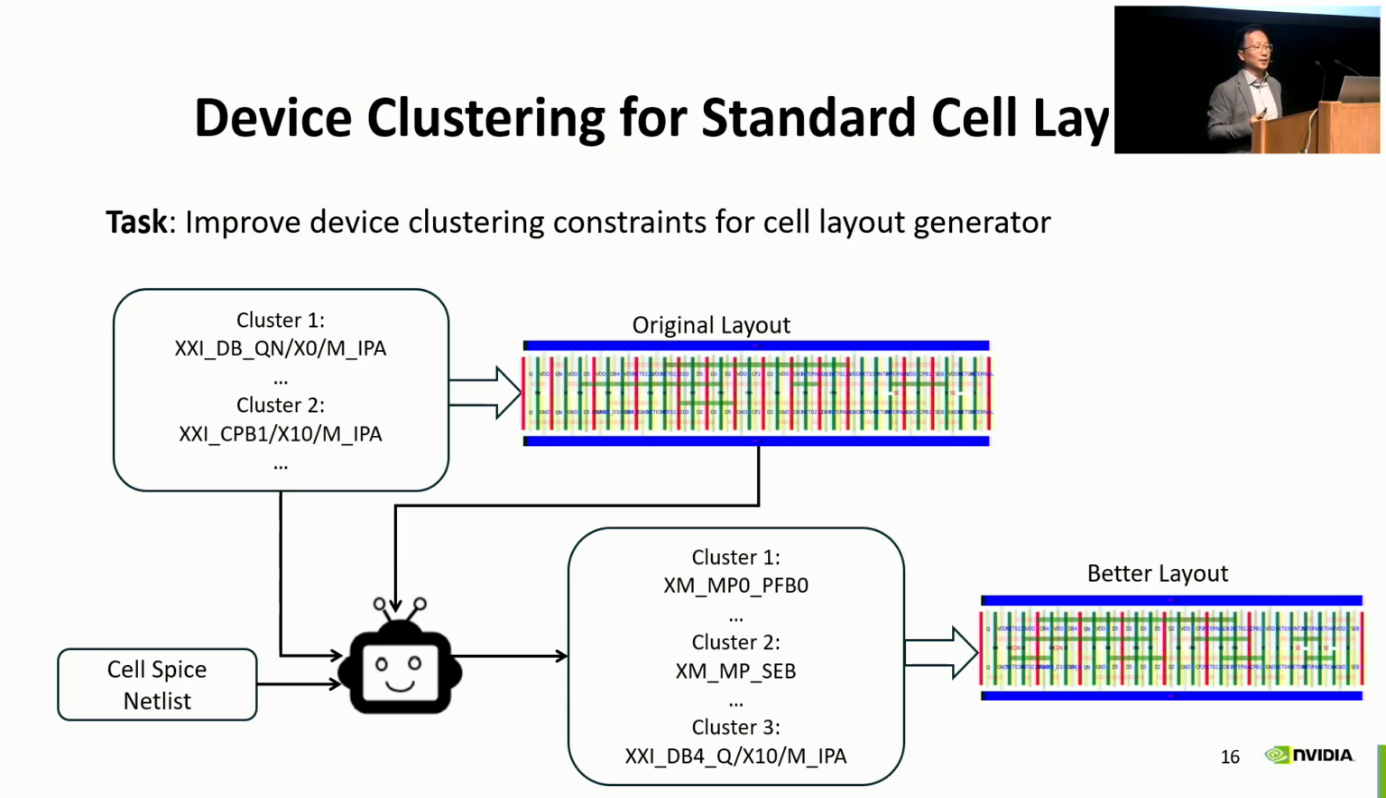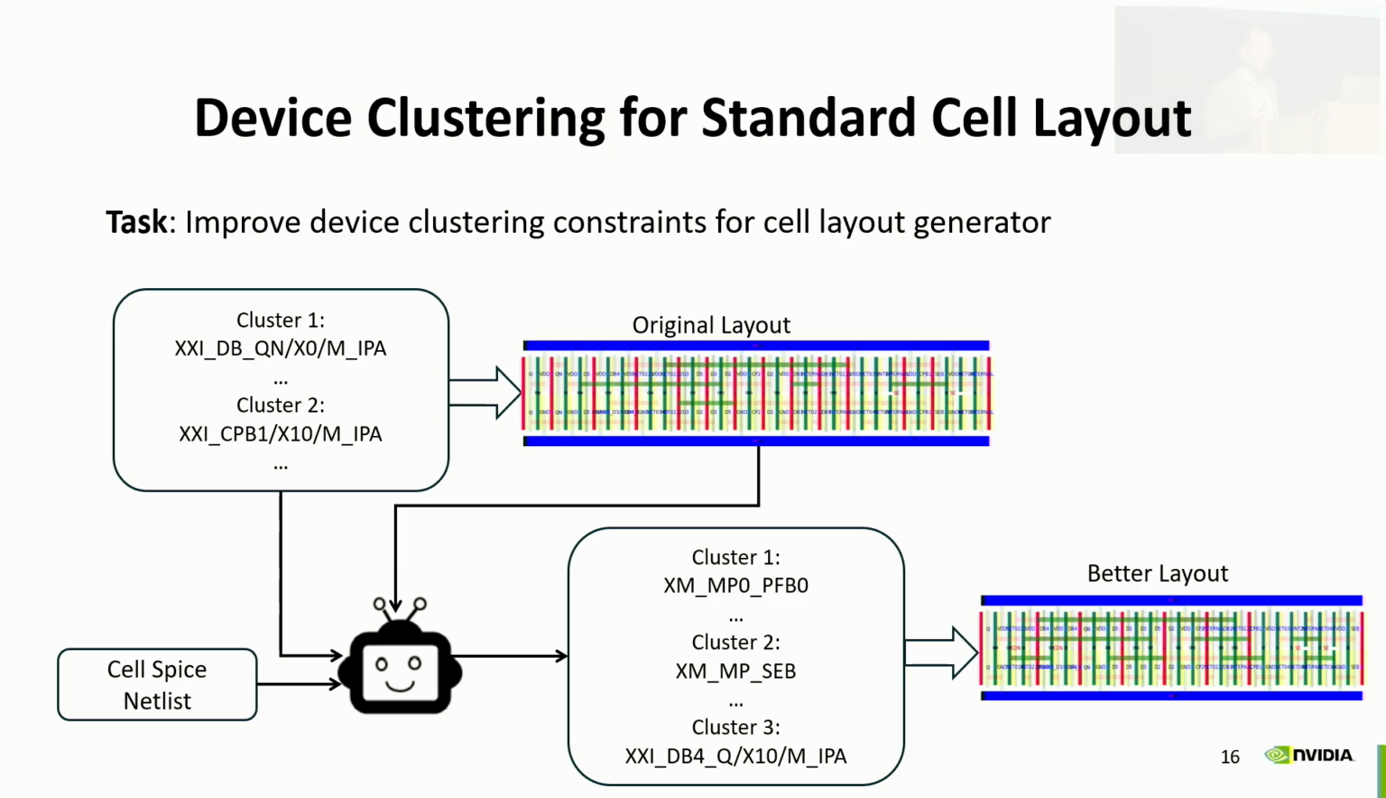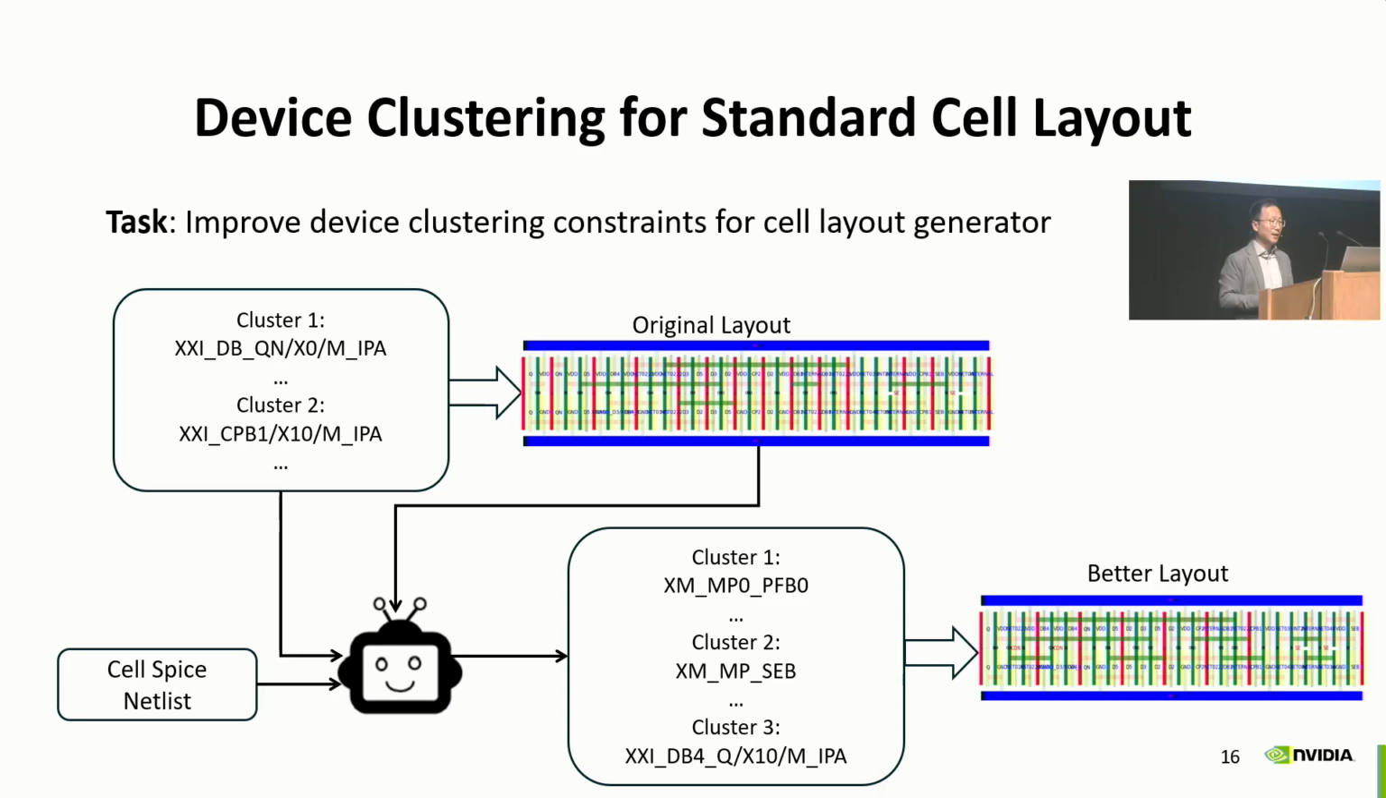Now the second use case is a different use case, and it's special because it actually tries to leverage LLM for optimization of some designs. Here we basically ask the LLM to assist in finding optimal device clusters for the standard cell layout. A cell layout generator often leverages the cluster constraints to optimize the layout. Different cluster definitions can result in different layouts, and some cluster definitions generate better layouts.